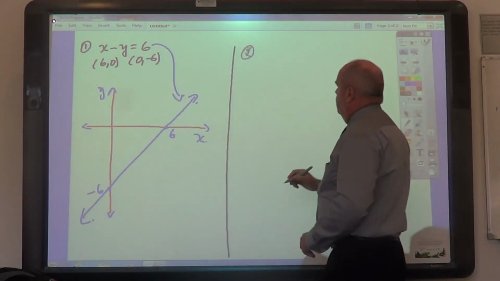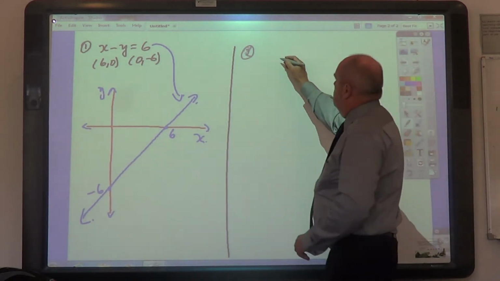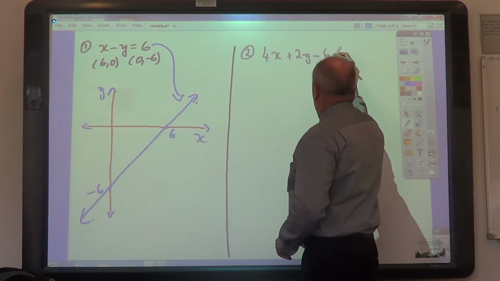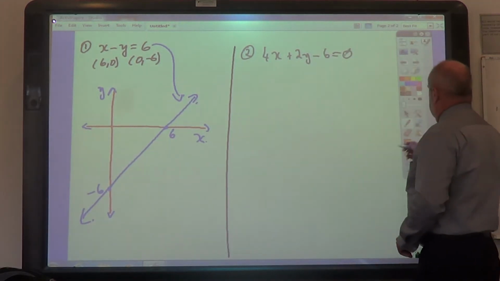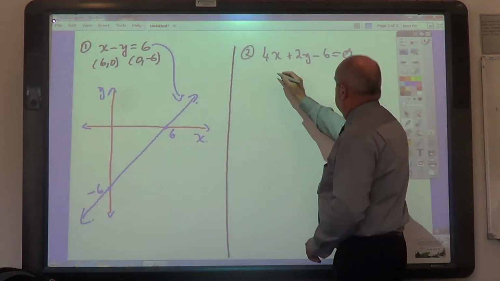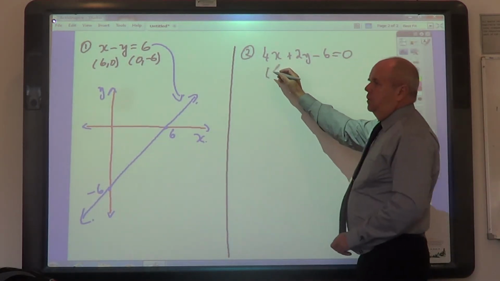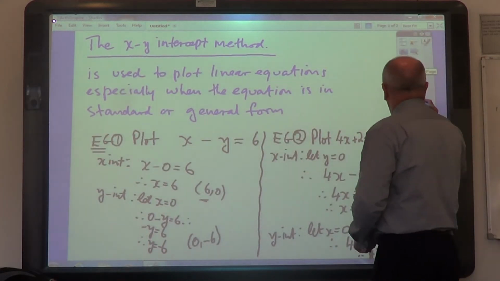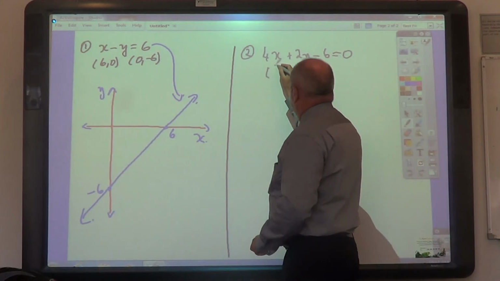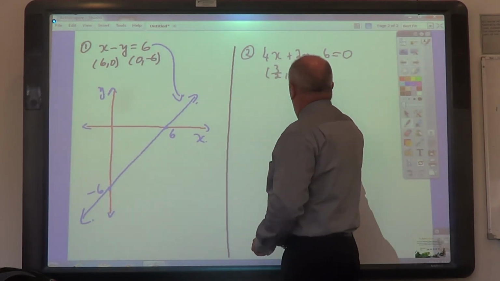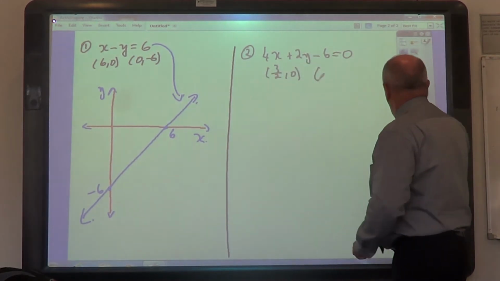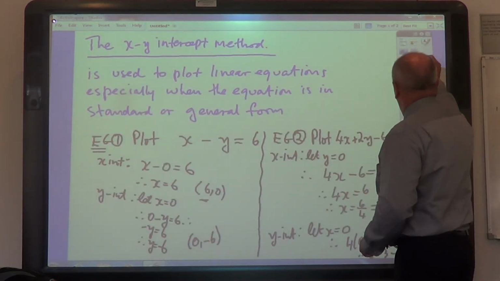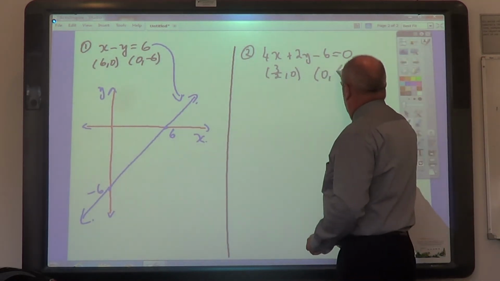Okay? Now the second one, can someone please read out the equation for me first? 4x plus 2y minus 6 equals 0. Okay. And the x-intercept was? The x-intercept was 3 over 2, comma 0. And the y-intercept was? 0, comma 3. Okay, yes, (0, 3).